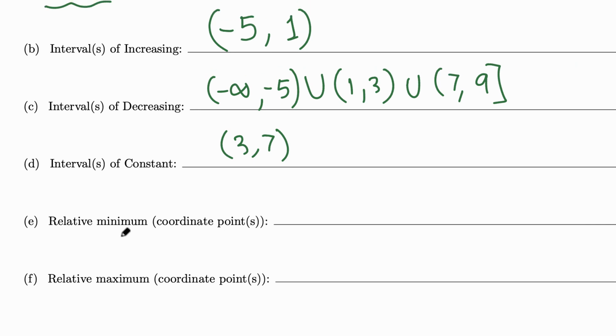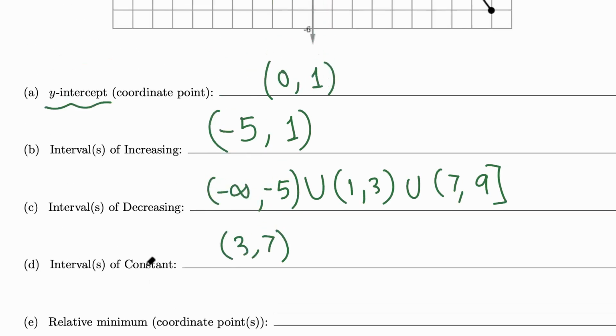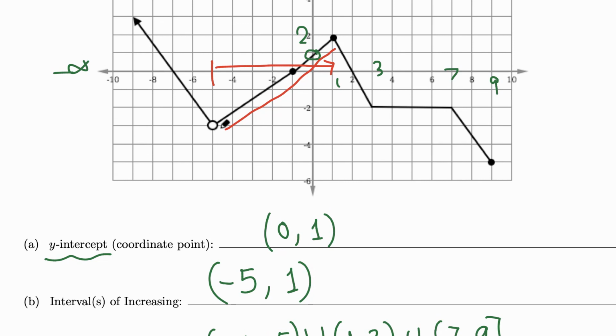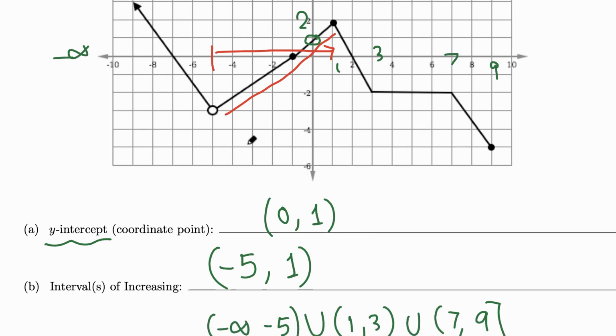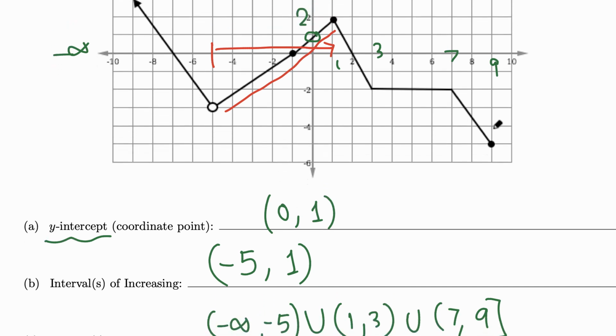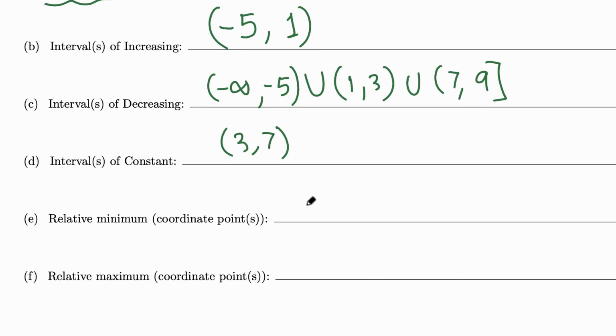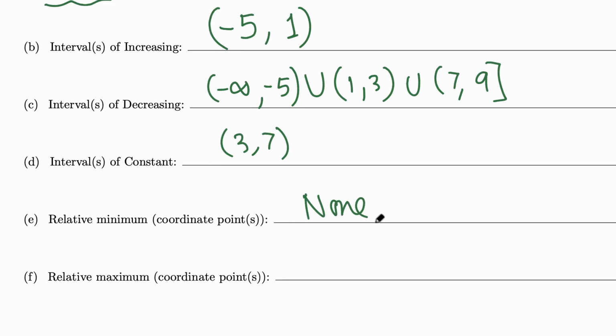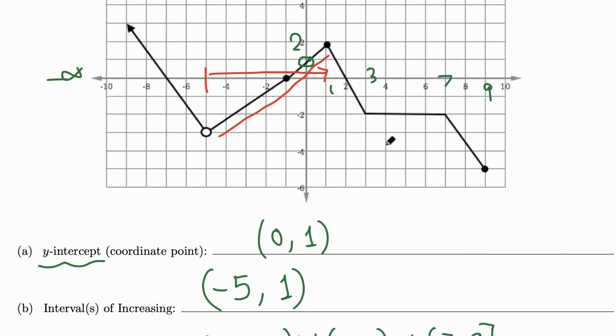Relative minimum means local minimum. Here we could have one local minimum, but there is a hole. No, this is a local minimum. No, we have constant here. There are none. So local minimum, none.